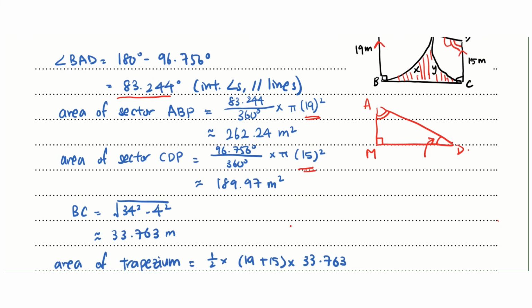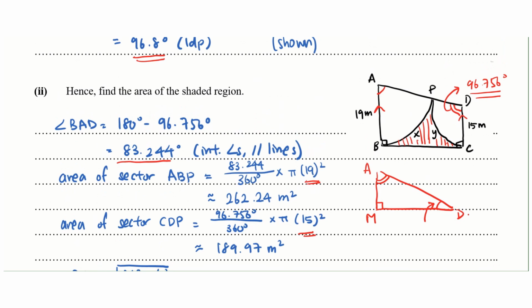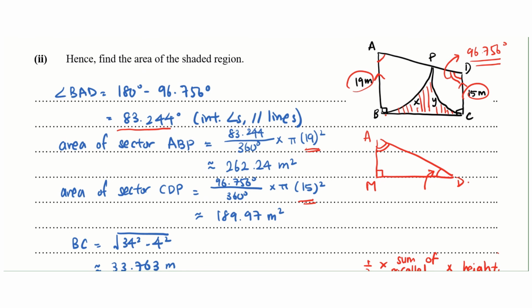To find the area of trapezium, we understand the formula for it would be to take half times sum of parallel sides times the height. So the sum of parallel sides is actually 19 meters and 15 meters. But what about the height BC? How do we go about finding the height BC?